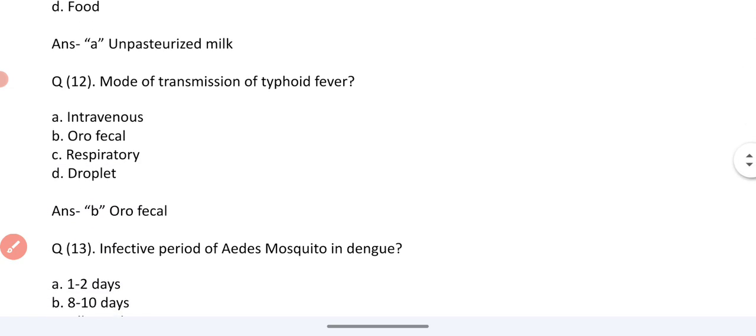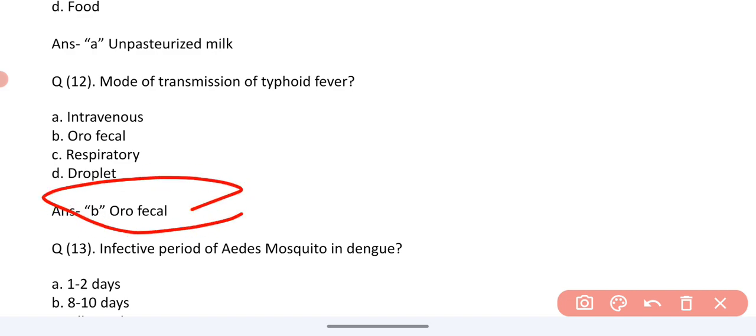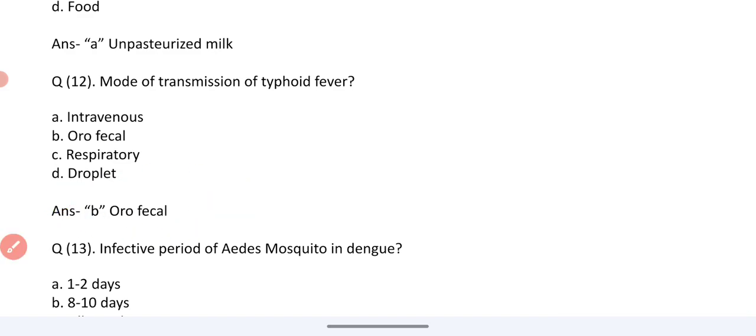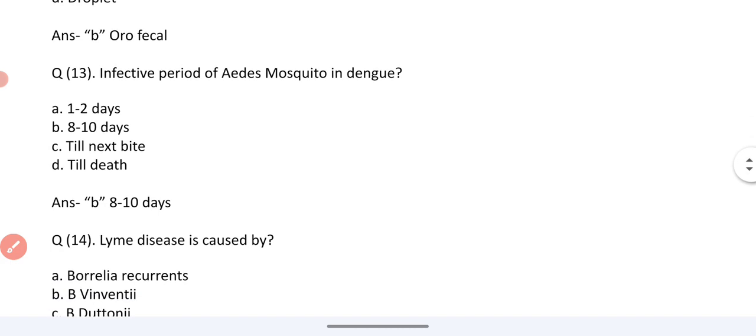And question number 12, mode of transmission of typhoid fever, direct question. And here the right answer is option B, that is fecal-oral route. Simple and direct question.